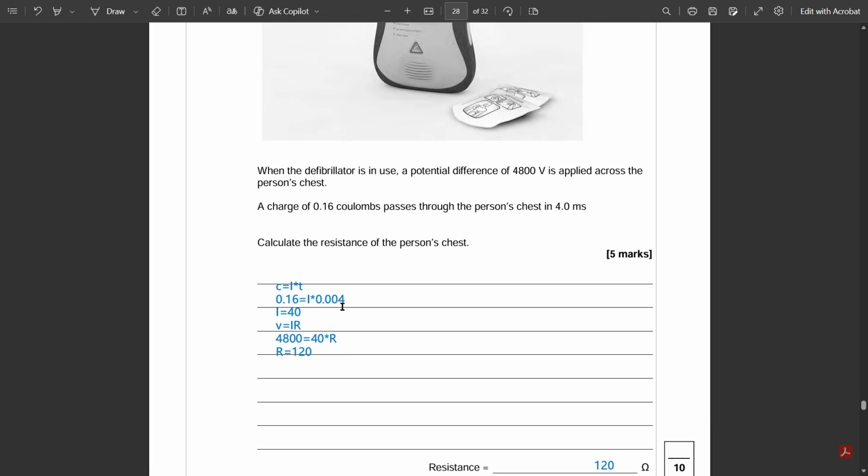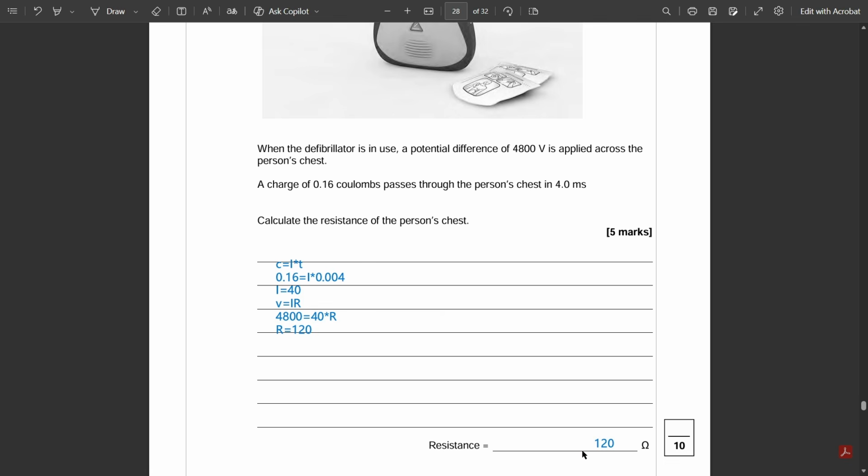120 ohms. Now you may be wondering, because you're using multiple formulas from the formula booklet, how do you know what formula to use? Basically, you write out all the different units you have, and then you look for a formula that you have all the units for besides one. And then you repeat that process, because you didn't have amps, but you had charge and time. So you look at the charge, current, time formula, get current, look for a formula which has current and resistance, and you just keep repeating that process until you can work out your answer.